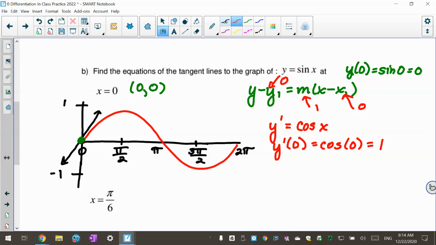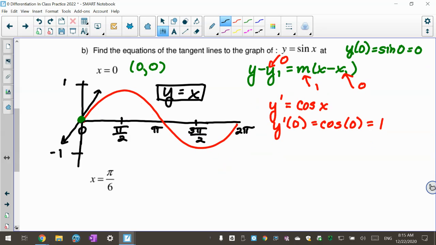So my tangent line is going to be, I'll write it over here, y minus 0 equals 1 times x minus 0, or x. So it's just 1x, or y equals x. That is the equation of that tangent line. And that makes sense. It kind of looks like it does like that. So that's the equation of my tangent line.